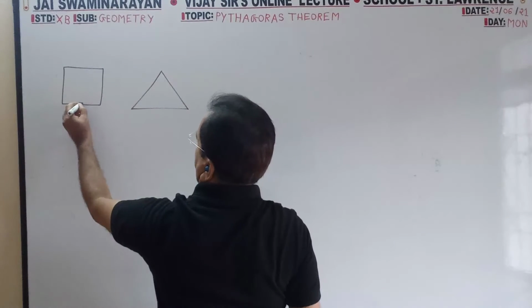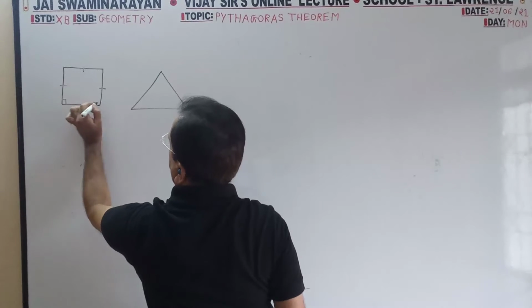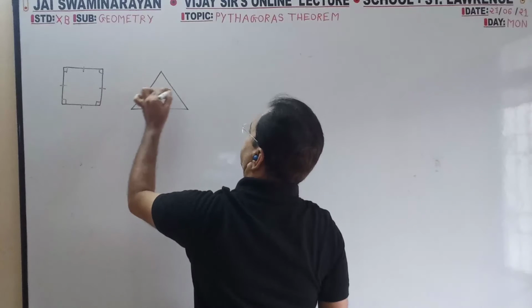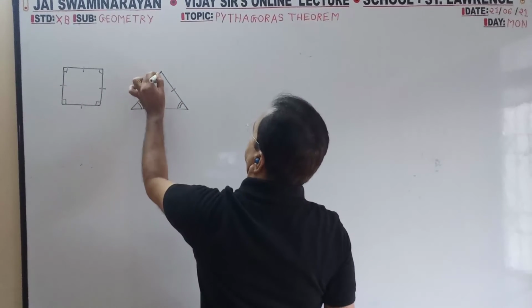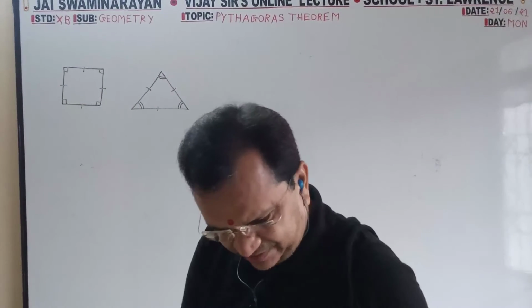What is the definition of square? If all sides and all angles are equal, congruent, then it is said to be a square. If all three sides or all three angles are congruent, it is an equilateral triangle.